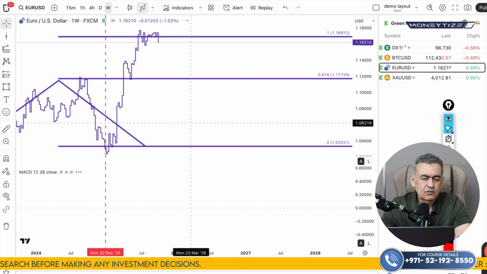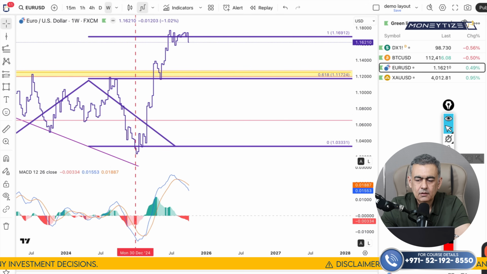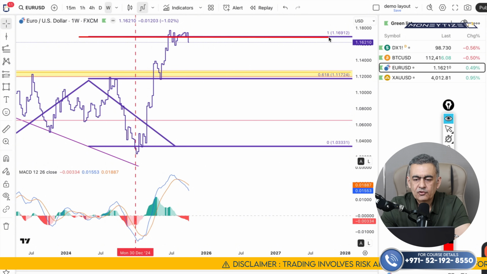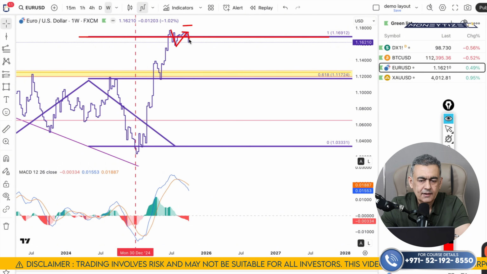Now it's time to move down to the next lower time frame, that is the weekly chart. And on the weekly chart, I can see here that after hitting the extension level of 100%, Euro USD could not sustain higher, and I can see first move down, move up, could not create a new higher high, and it has started pulling down now. And the environment on the histogram is also corrective.